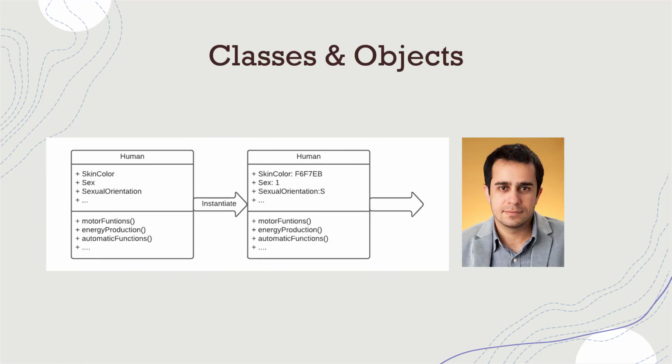Here is another example. We have class human with a few general variables such as skin color, sex, and sexual orientation. Once these variables take on a value, then we have an object of class human, as you see in this slide.